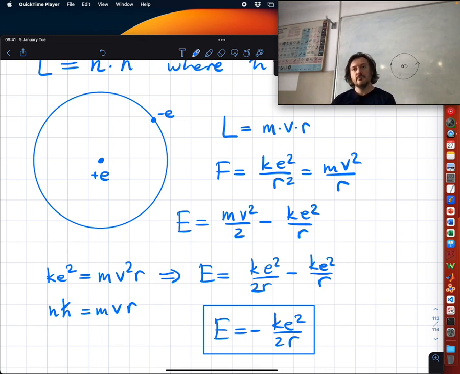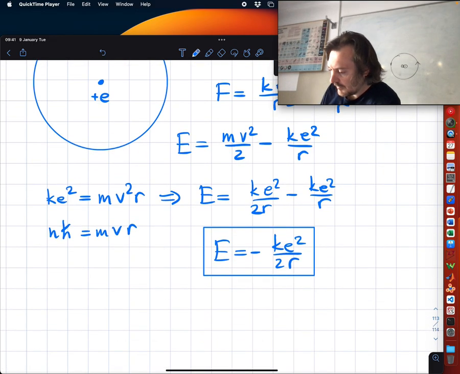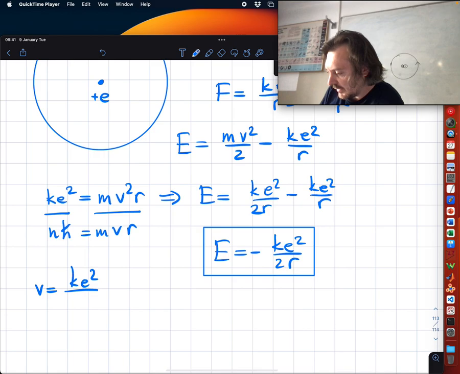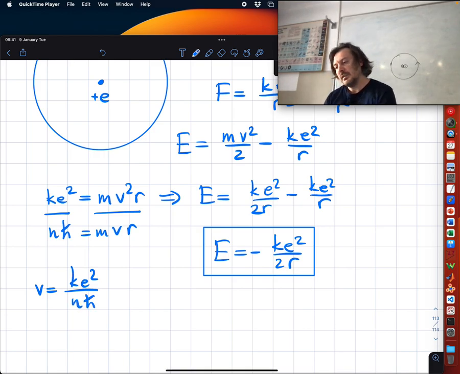Right? So what can I derive from this? I can derive V. Do you see it? Let me divide this by this. And what do I get? V is ke squared over n h bar. If I'm wrong, please correct me.